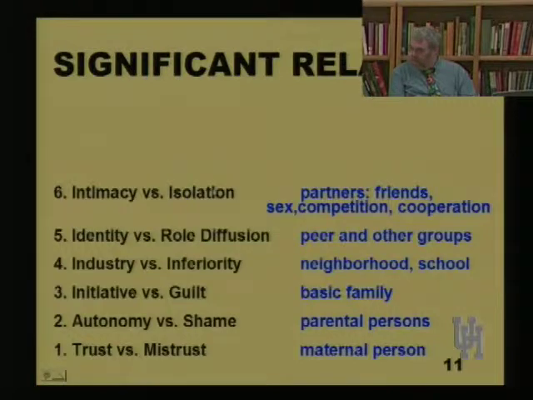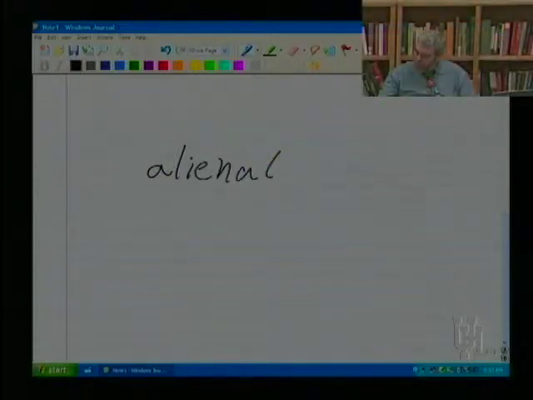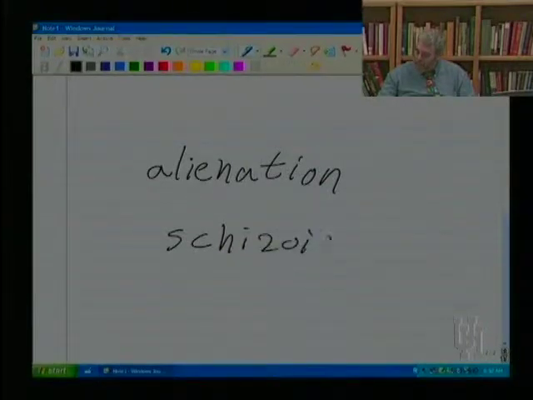Now, a real sense of intimacy is mutual. People who don't get that live in isolation. They live in isolation. Let's go back to the PowerPoint for one second. Intimacy versus isolation. See this? Let's go to the tablet. The sociologists have a term for this. People who don't work with other people, they call it alienation. Does anybody know what psychologists call it? This is called a schizoid personality.